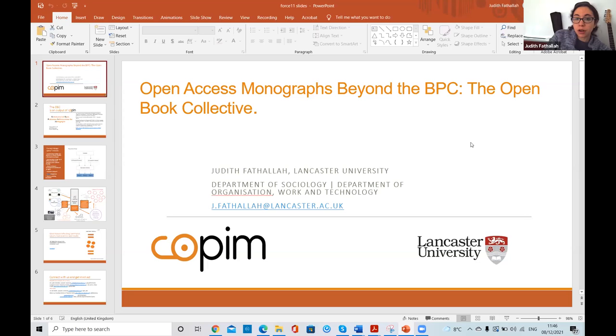Yeah, okay. So this presentation is introducing the work of the COPIN project, specifically work package 2, which is called the Open Book Collective. It's called Open Access Monographs Beyond the BPC. And BPC, as some of you will know, stands for Book Processing Charge. Book processing charges are paid by authors and institutions to open access publishers in order to make their book open access. The problem with this model, although it can be useful at times, is that it tends to entrench inequalities that are already in global academia, such as privileging research by wealthier institutions and universities, especially those in the global north.